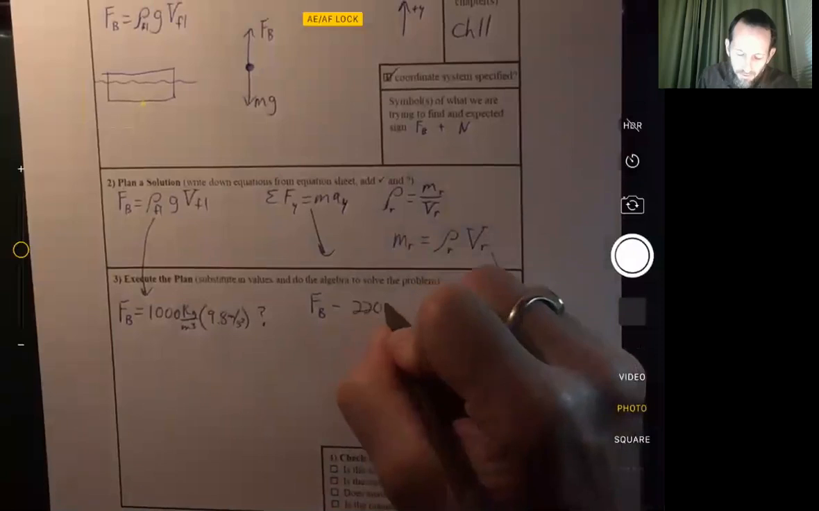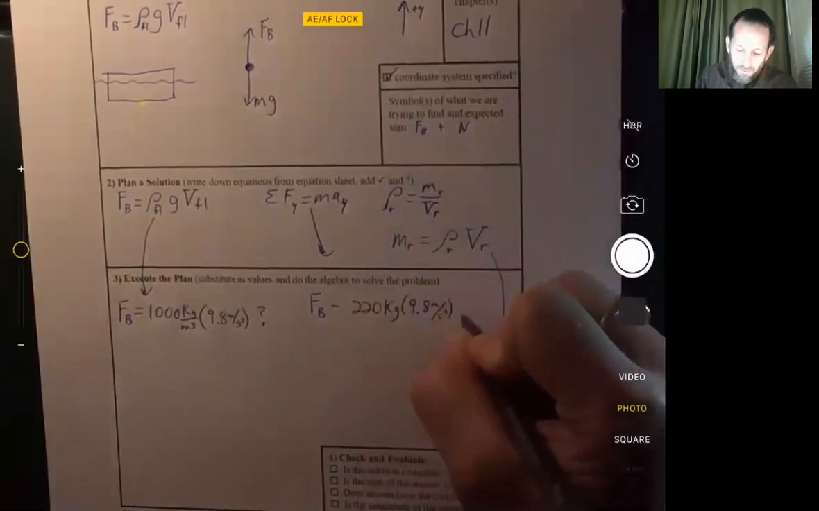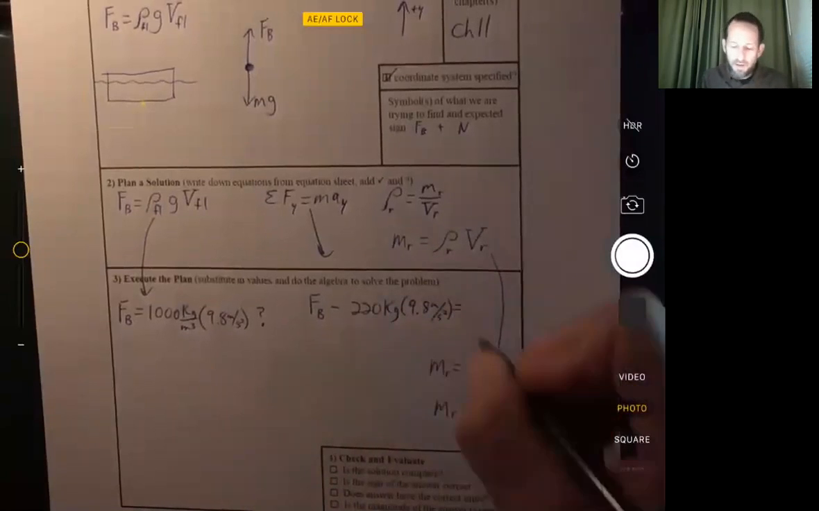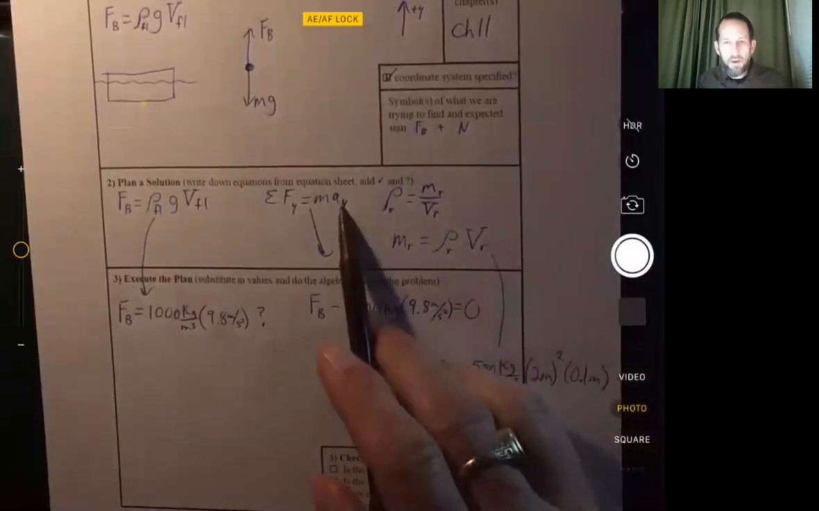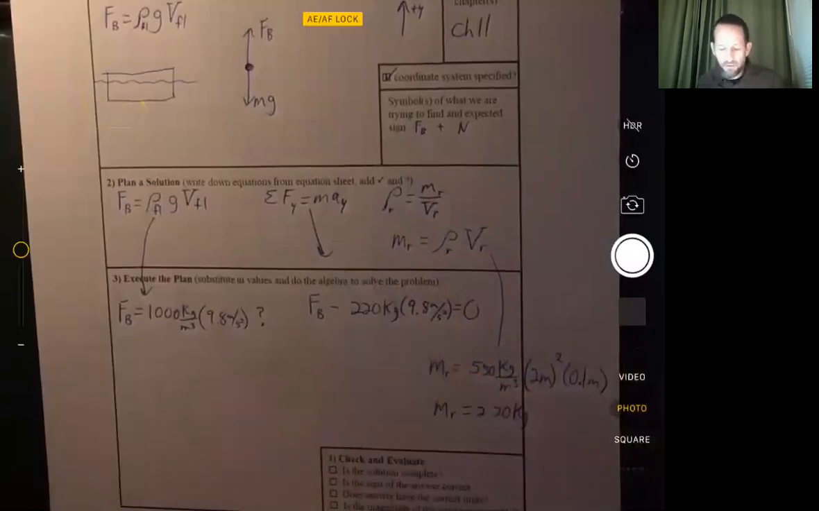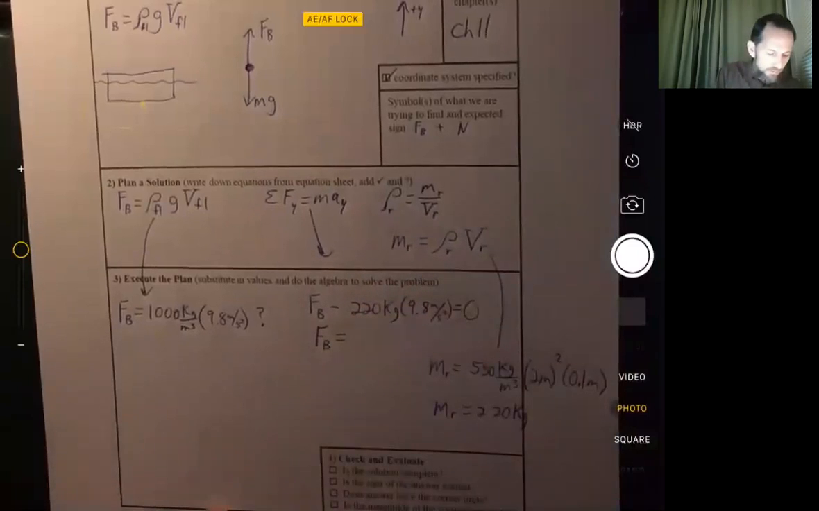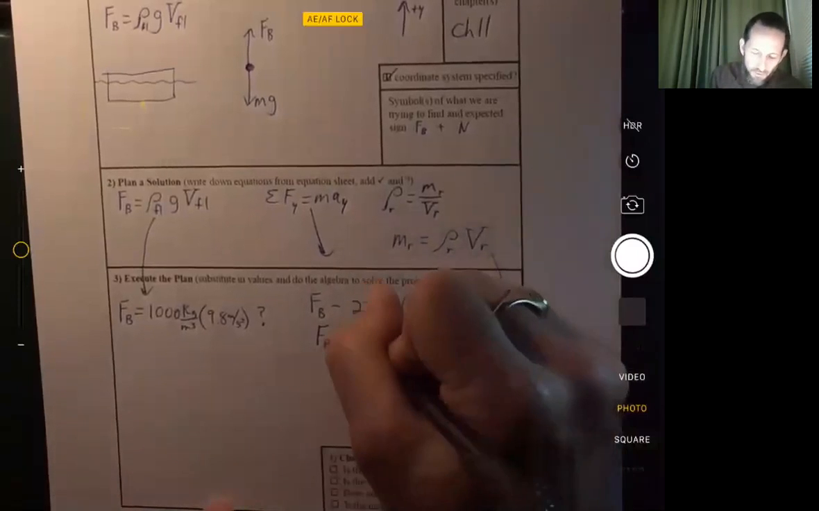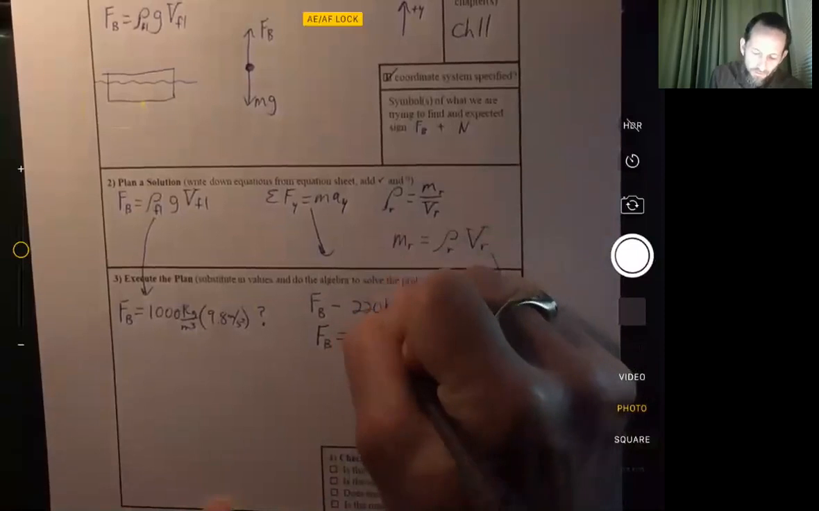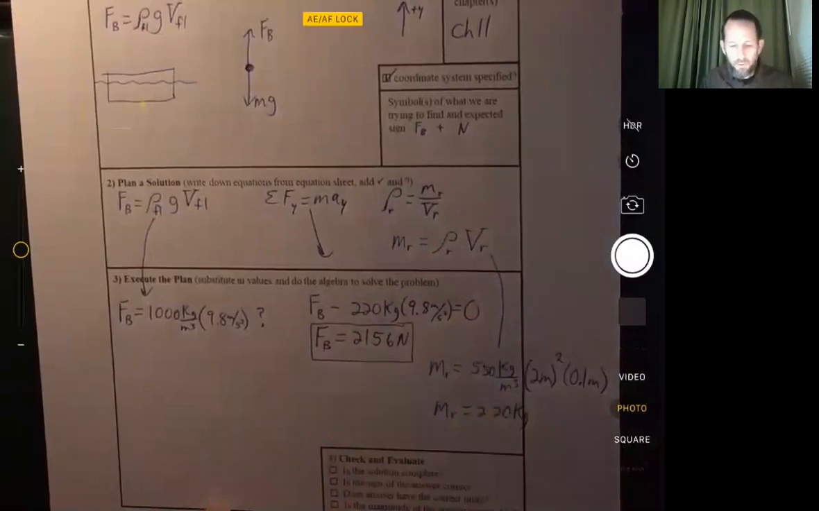So we can put that in here, 220 kilograms times 9.8. There are only two forces acting. The acceleration in the y direction is 0 because it's just sitting there. It's not sinking or rising to the surface. Well, it is floating, but it's not accelerating. And so this way we can find our buoyant force, and it comes out to 2,156 newtons. And we're done with part B.